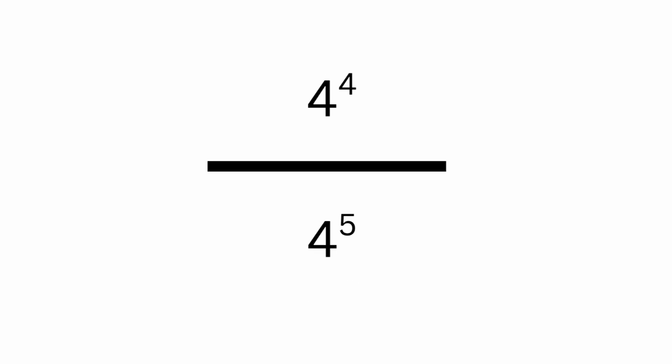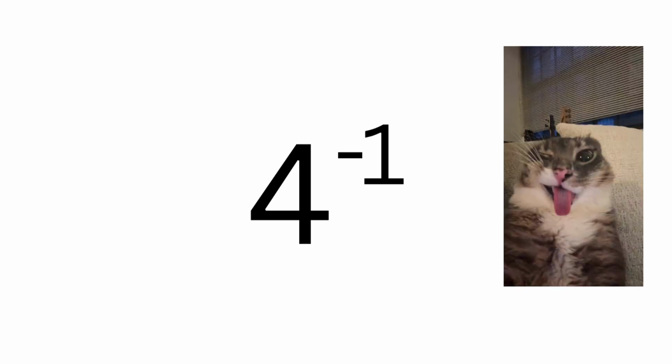Lastly, we do the same thing again. So subtract the top exponent by the bottom exponent. 4 minus 5 equals negative 1. Keep the base of 4. And thus, 4 to the power of 4 divided by 4 to the power of 5 equals 4 to the negative first power. Now, this one's a little weird.